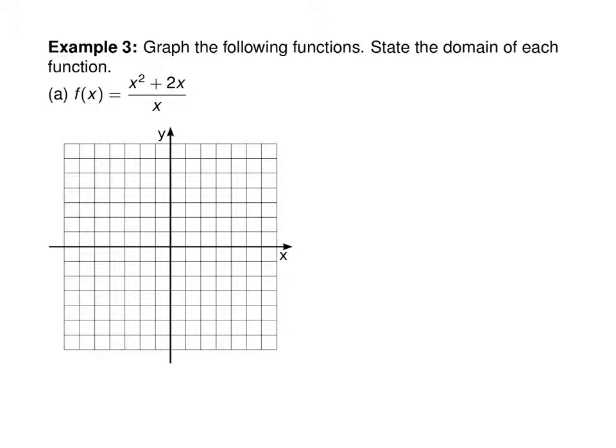So does it make sense that the numerator in this problem has the greatest common factor of x? This is the same thing as x times x plus 2 over x. Does that make sense? And then what happens to those x's? They cancel, and you have x plus 2. Technically, you have to add in that x cannot equal 0.